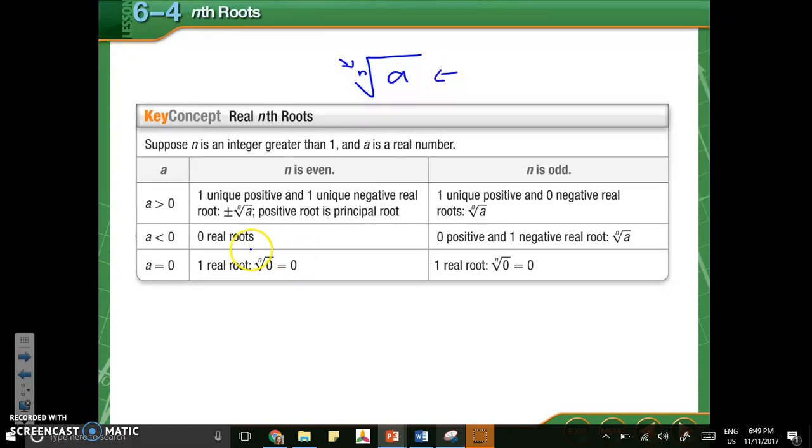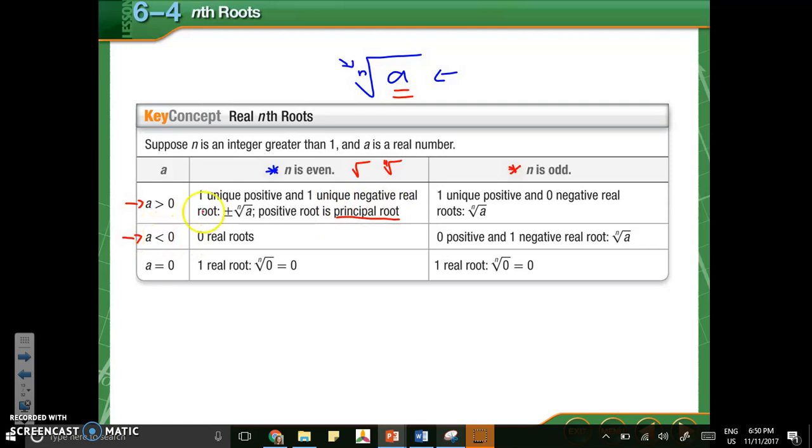Okay, so we have to think very carefully about what happens when my index is even and when my index is odd. So let's focus on an even index first. This is like square roots, fourth roots, sixth roots, and so on. If a is what is underneath the square root or the radical sign, if a is positive, then I'm going to have one positive and one negative root. So this is like taking the square root of 25. Plus or minus 5 are the two roots, and positive 5 would be the principal root.